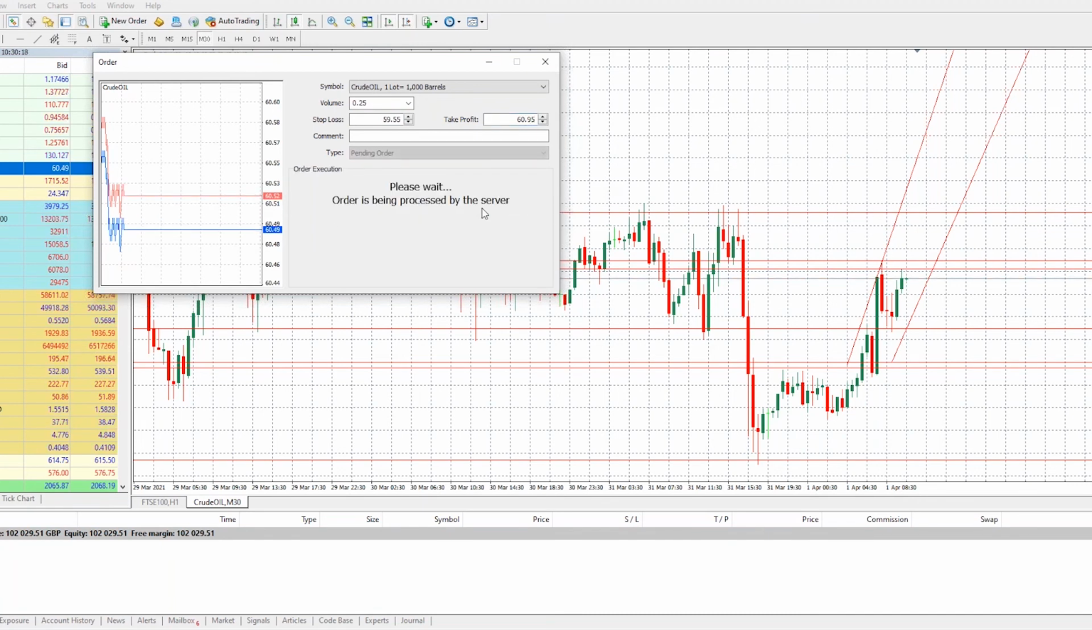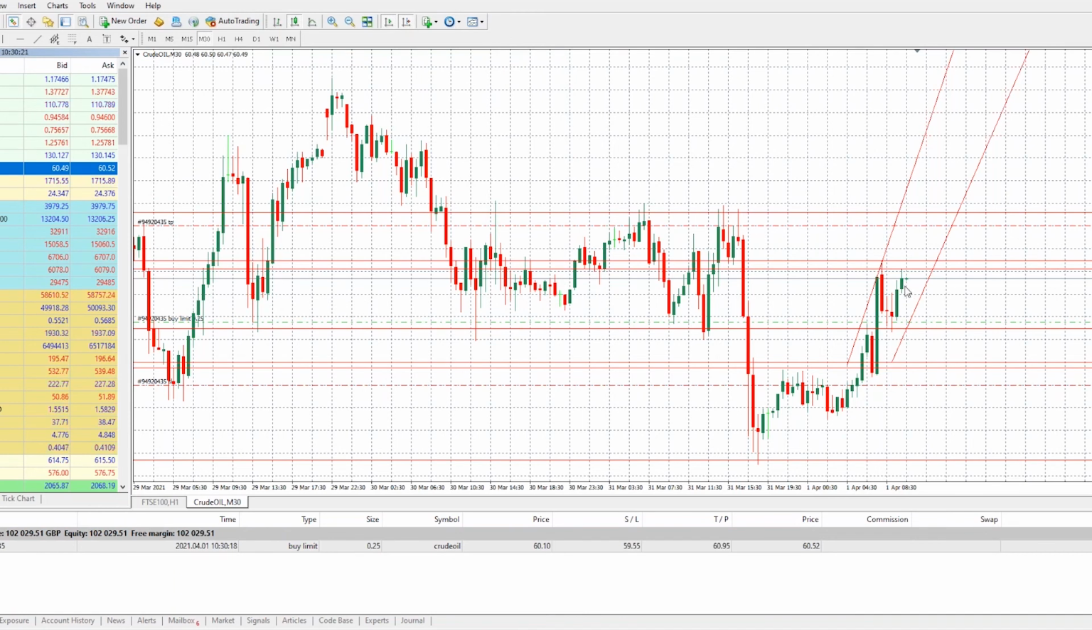And then I place the order. There we are. If oil pulls down, there's no guarantee it will. It might just keep on climbing, in which case you could have a buy stop pending order here as well. You can put both: buy stop pending order here, buy limit down here.